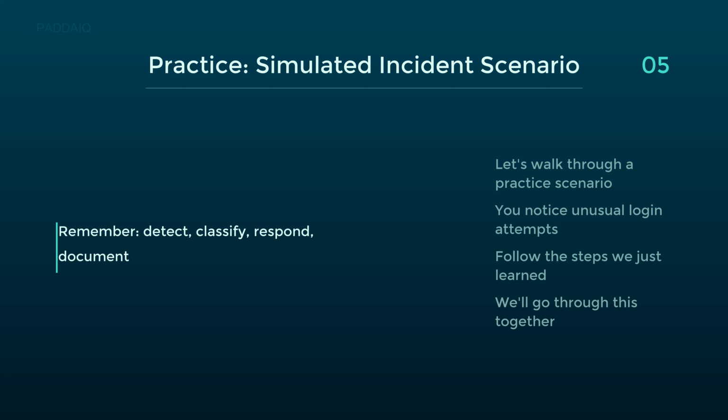Remember, detect, classify, respond, document. This means first identify an issue, then determine its type, take action to fix it, and record what happened. For example, if an application is slow, you detect the slowness, classify it as a performance issue, respond by checking resources, and document the steps taken. Following this process ensures consistent and effective incident management every time.